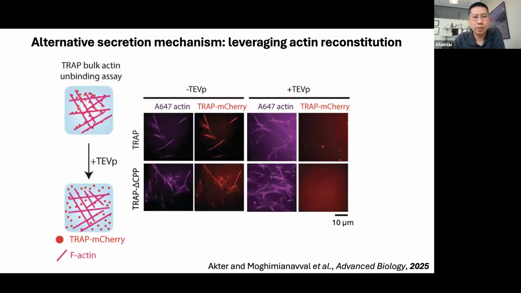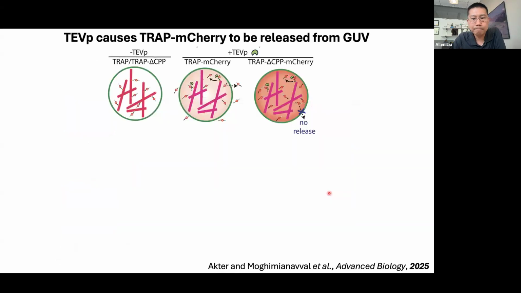This is a bulk assay where we can polymerize actin filaments in vitro and test that the TRAP cargo co-localizes. The TRAP cargo is purified, and we see very nice co-localization between the actin and the TRAP cargo. When we add TEV protease, the TRAP cargo gets released from the actin, and you don't see any fluorescence here. This is also the case with delta CPP. They bound actin just as well, and they're also released, but there's no membrane here, so all the cargo is released into solution.